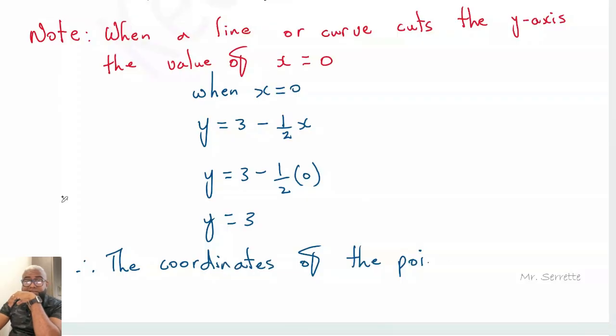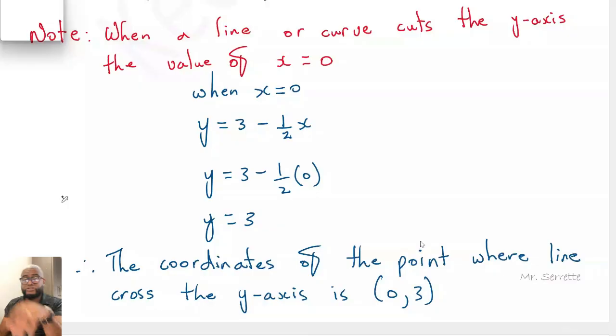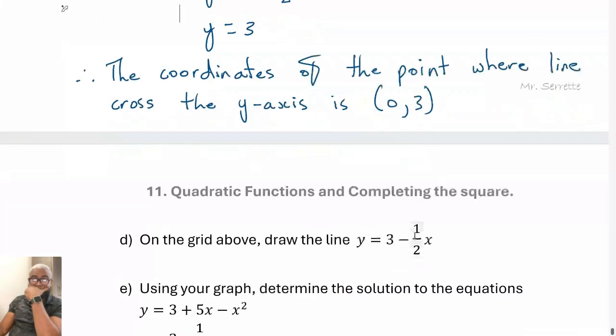Right? So the coordinates of the point where the line crosses the y-axis is, what was the value of x when a line crosses the y-axis? 0. 0, comma, what did we just calculate the value of y to be? 3. So we have our two coordinates, right? So the next part of the question is asking us to do.